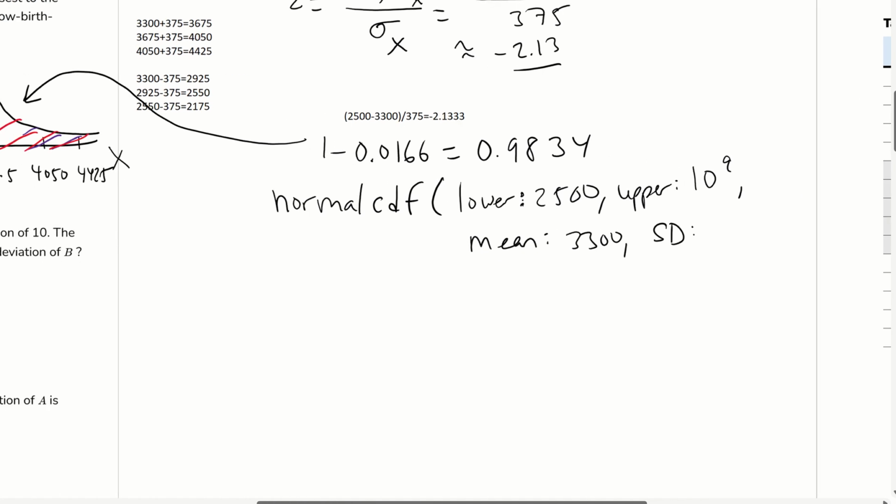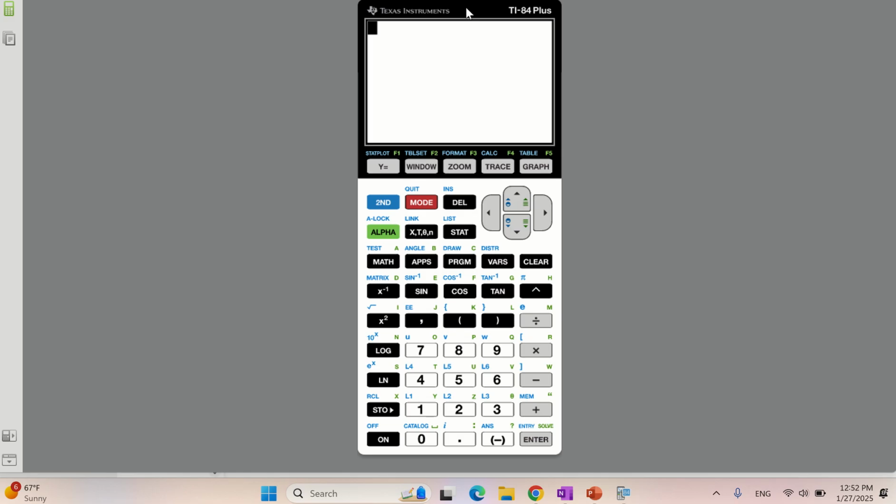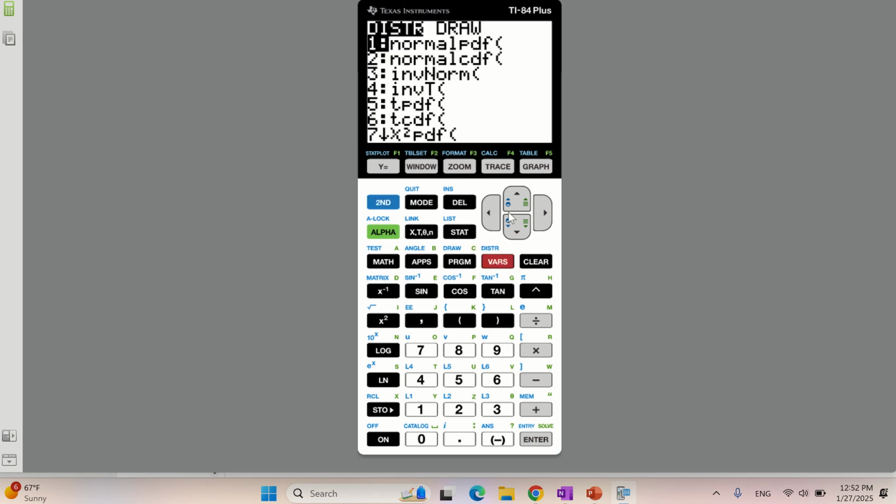Your standard deviation, we said, was 375. So this is what we're going to plug in. You can plug in whatever big number you want, but 10 to the 9th power, 9 zeros, is a big number. We're going to do that on the calculator. So we're going to hit second and then vars. Then we're going to go to normal CDF.